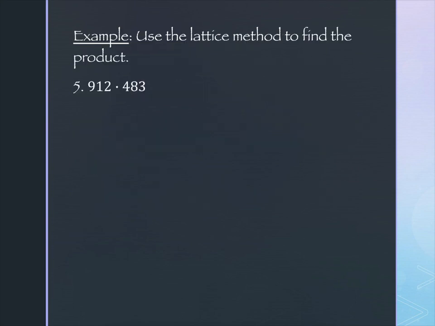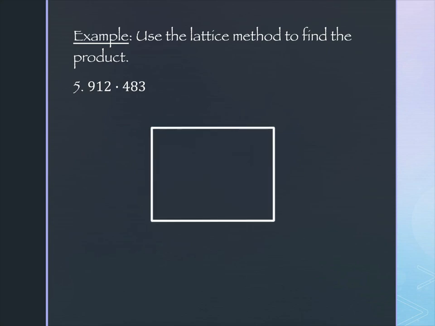All right, so we're going to take a look at how we use the lattice method for finding 912 times 483. These are 3-digit numbers, right? What that means is that we're going to create a rectangular grid that is a 3 by 3 grid. So it's going to have 3 columns, 3 rows. You just need space to be able to write inside the boxes, and they're approximately the same size.